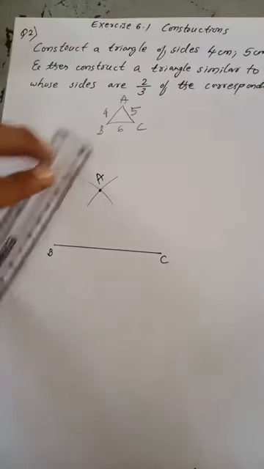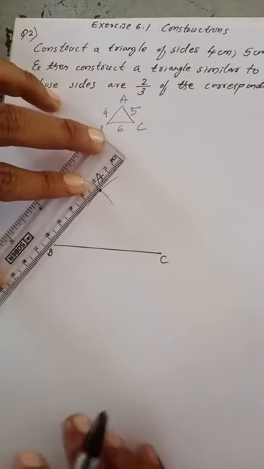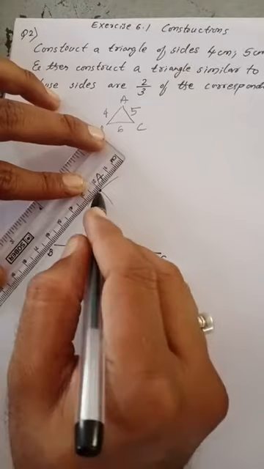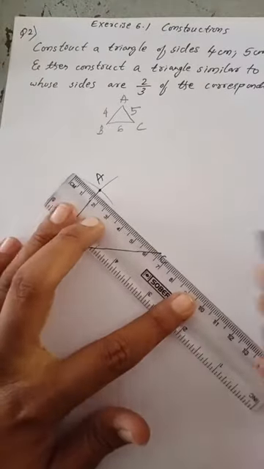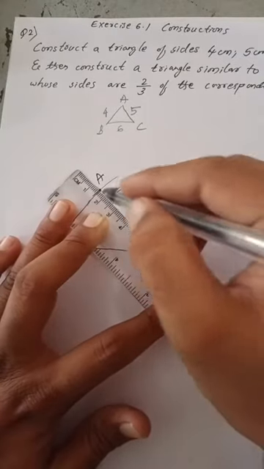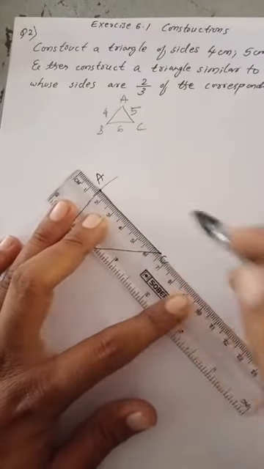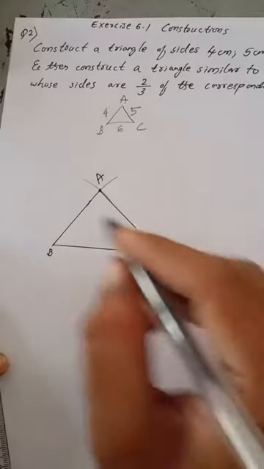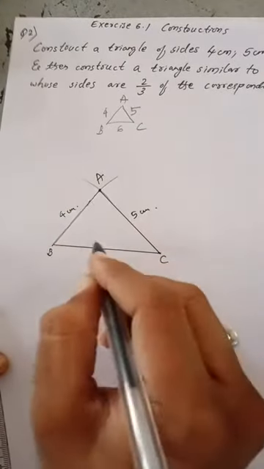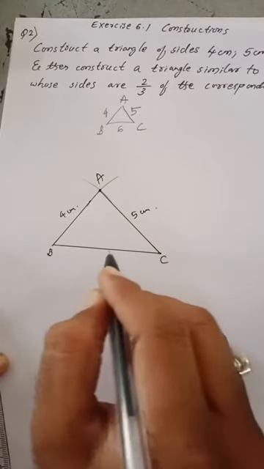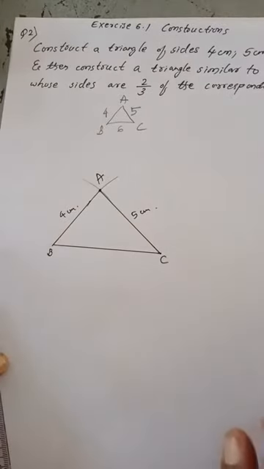Now we have to join these sides using scale and pencil. Just see this, and you can observe this side also I have joined. So this completes your first triangle. This is 4 centimeter, this is 5 centimeter, and this is 6 centimeter. You can write that, because the further diagram will come, that's why I am not drawing it.